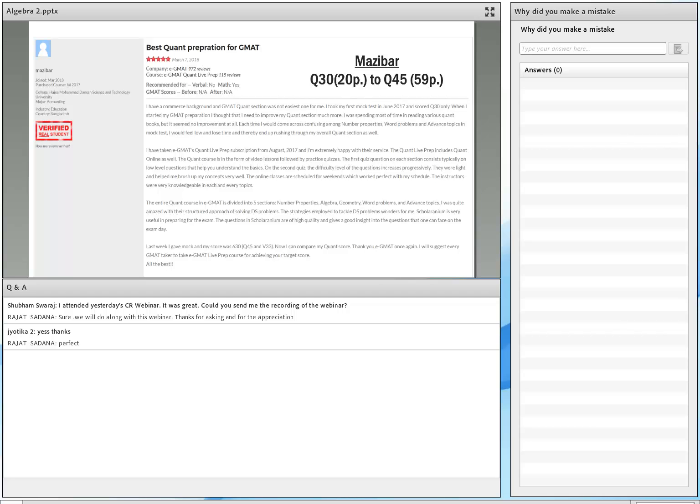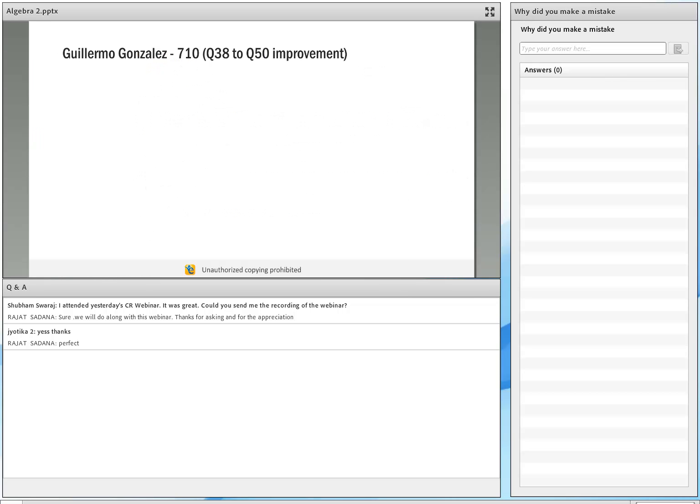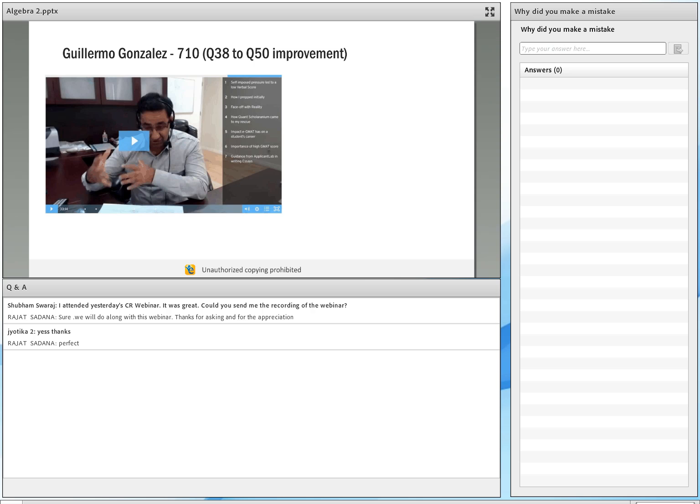Here's another guy who improved from a Q30, which is the 20th percentile, to a Q45. Again, starting with the right difficulty level is really important. Why? Because if you start with questions that are really, really difficult, you're going to find that you don't learn a whole lot. You don't progress in your learning, which is really, really important. And again, another guy who improved from a Q38 to a Q50.